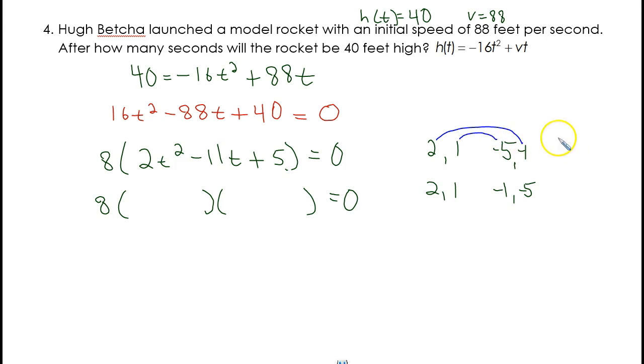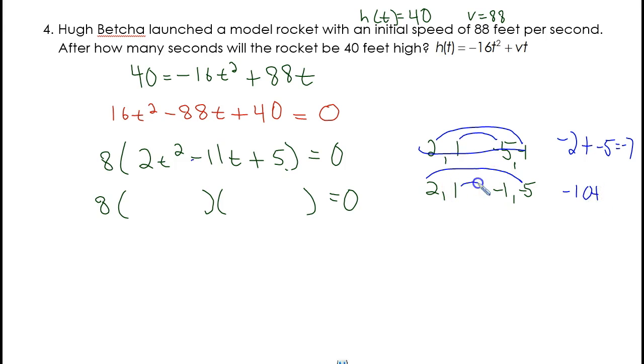2 times negative 1 is negative 2. 1 times negative 5 is negative 5. When I add those together, I get negative 7. That is not B. My goal is B, negative 11. So that didn't work. Outside here is negative 10.